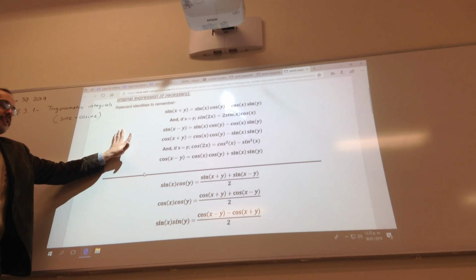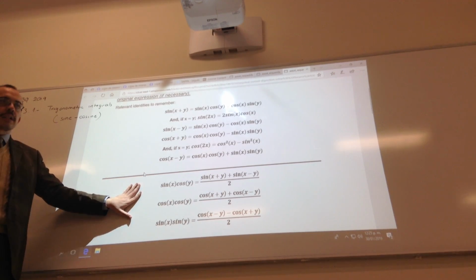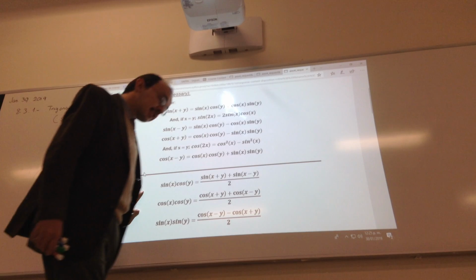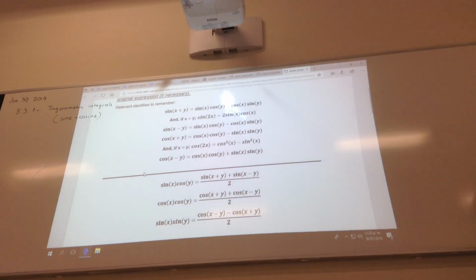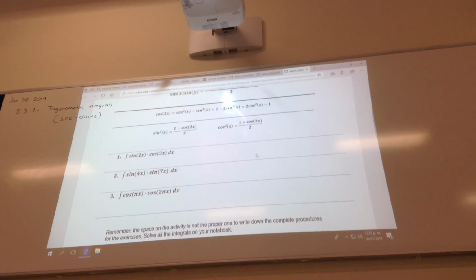I'll try to convince the librarians that we're going to give you this in the formula sheet. I'll try to convince them, but we'll see.